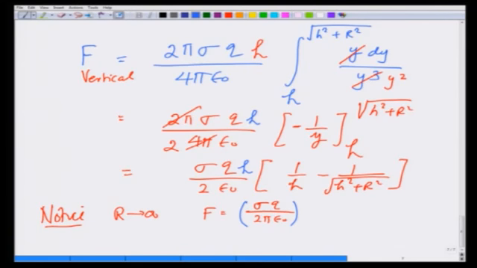So, I have solved 3 examples, simple examples of forces due to charge distribution.